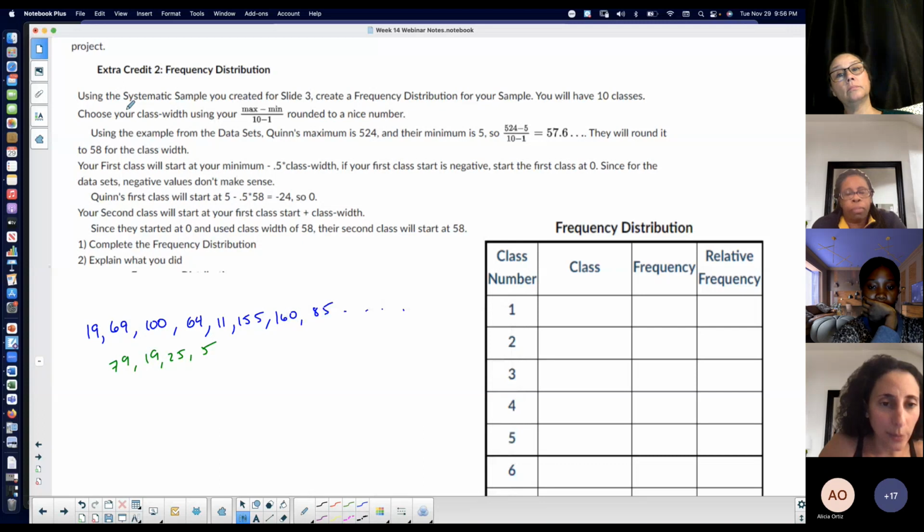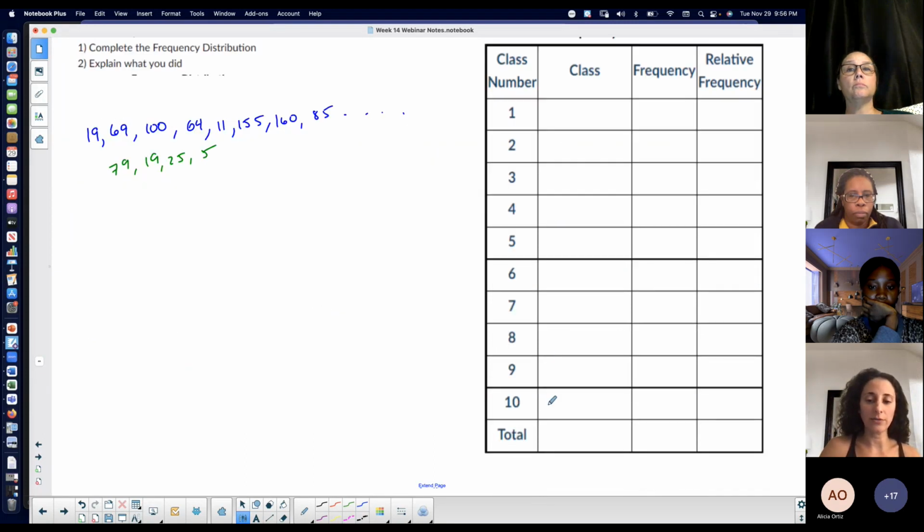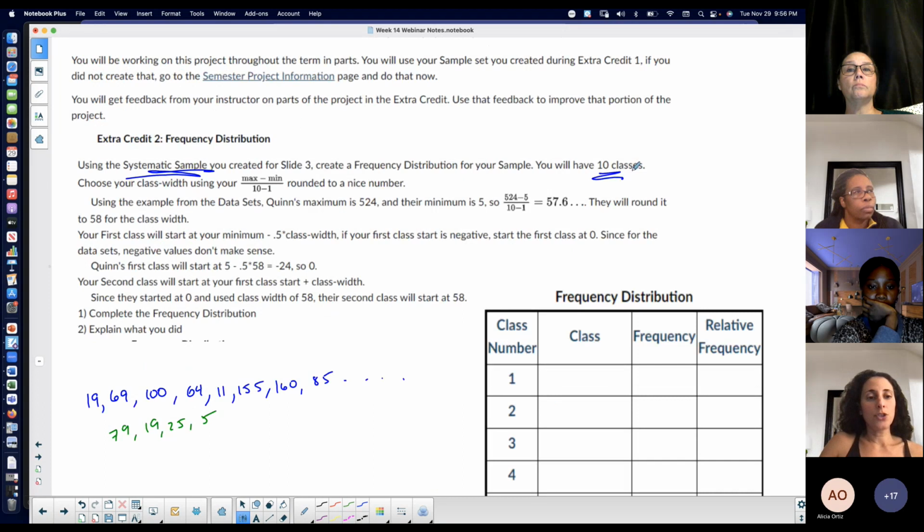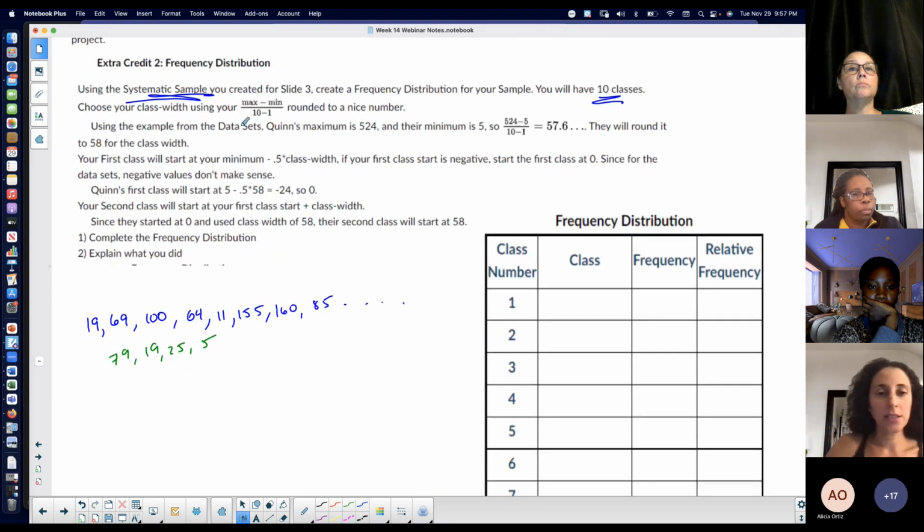Using the systematic sample that you created for slide 3, create a frequency table. You will have 10 classes. Well, good, it's already set up for me. Choose your class width using this. Okay, max minus min. So let's assume this is my sample. Again, I don't have 35 values, but I'm not going to write 35 values. I'm taking the max.